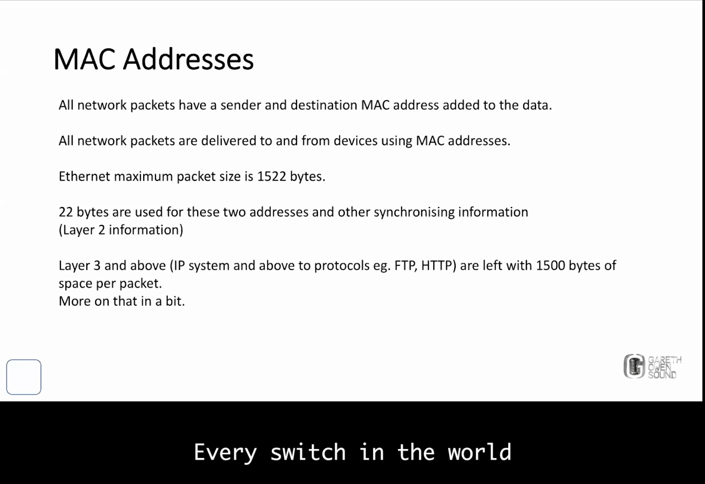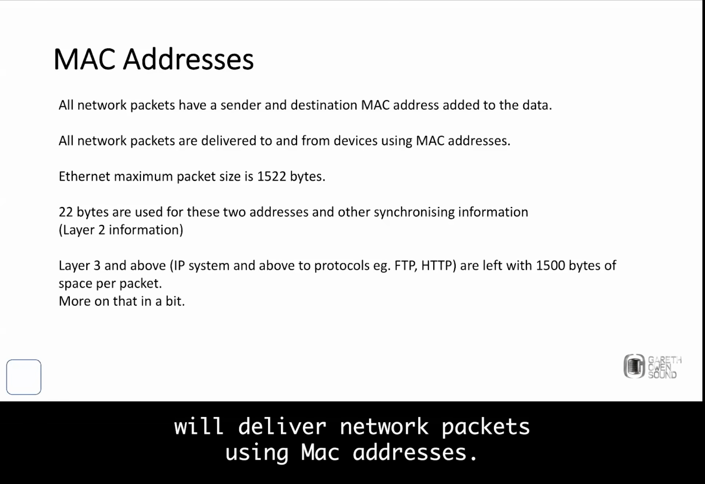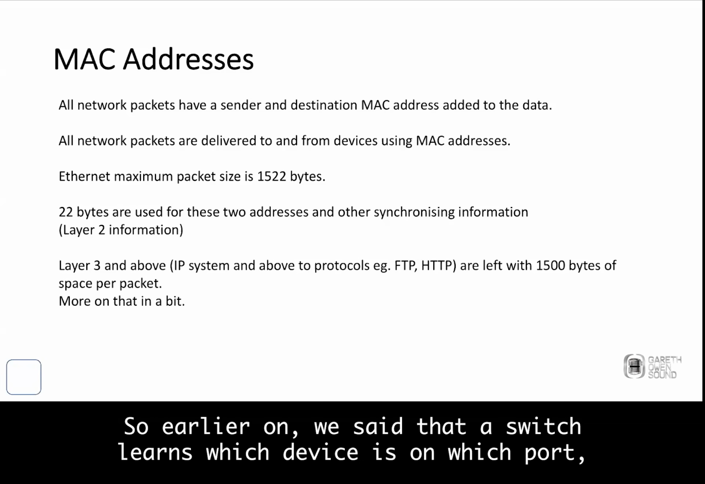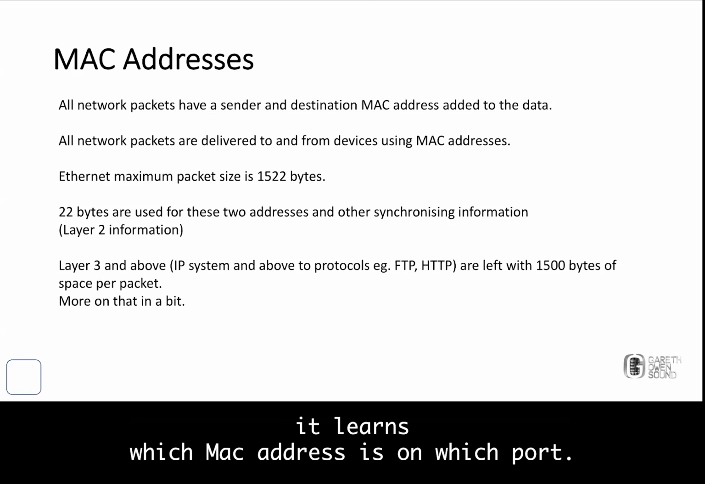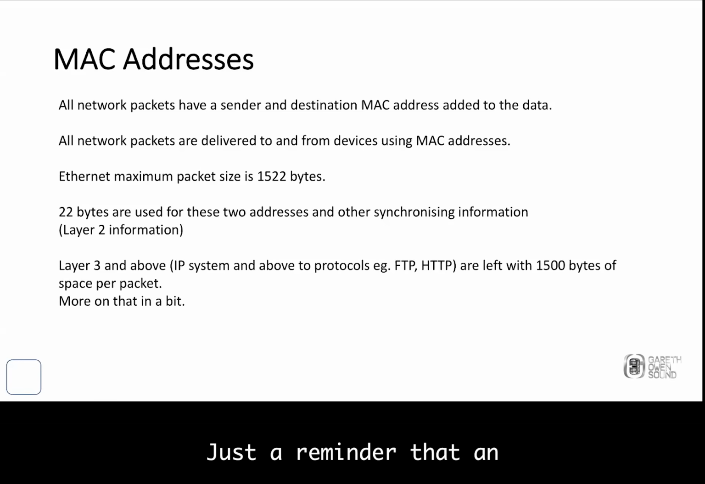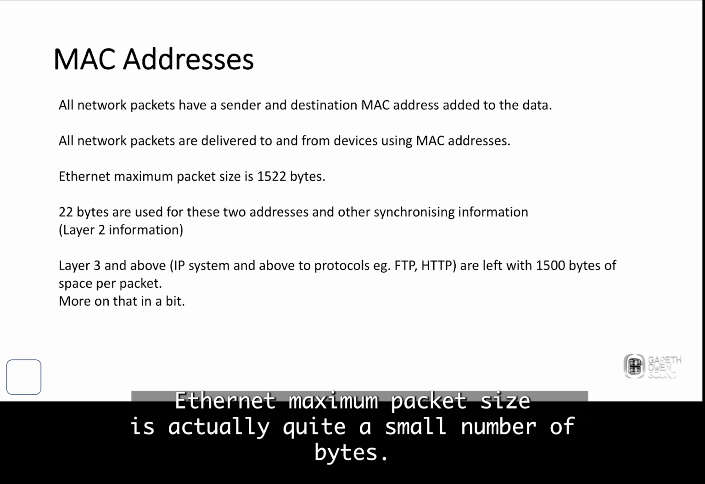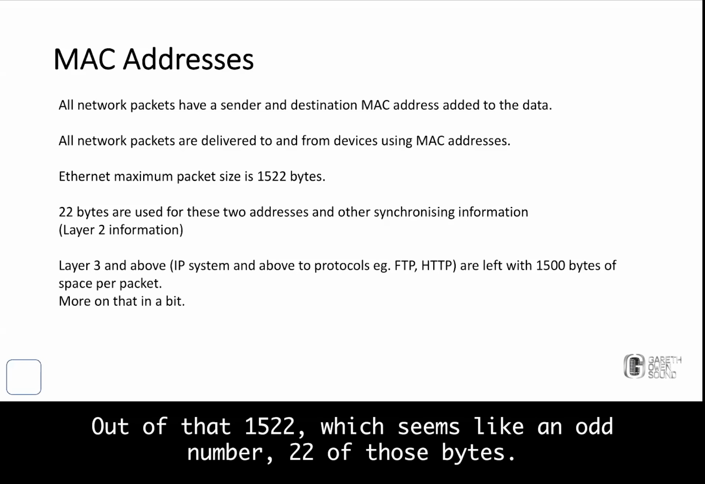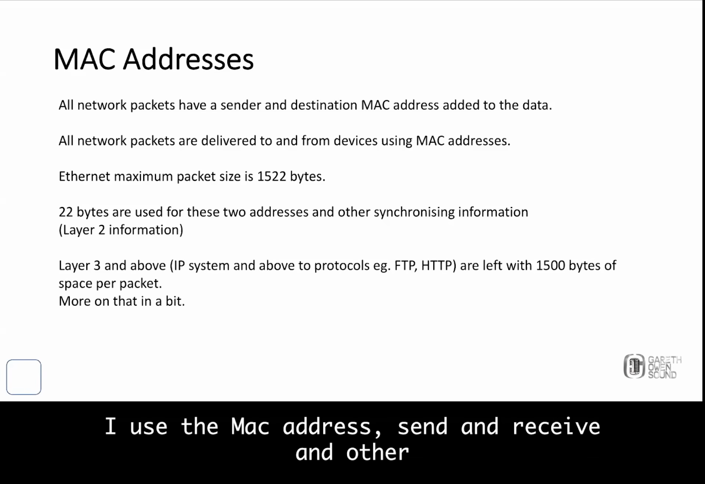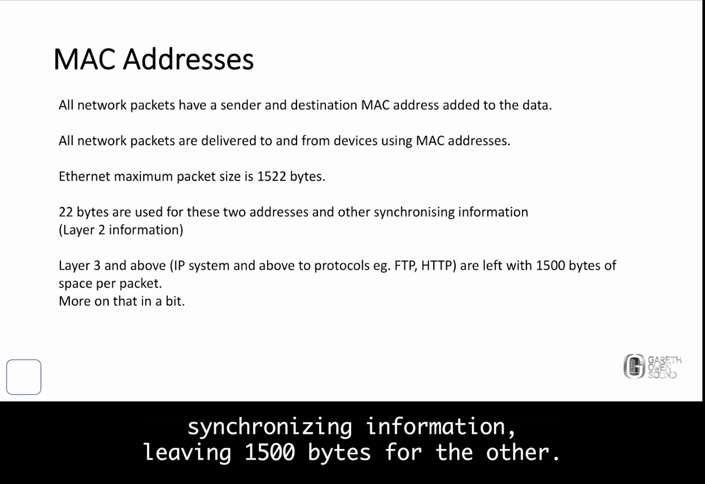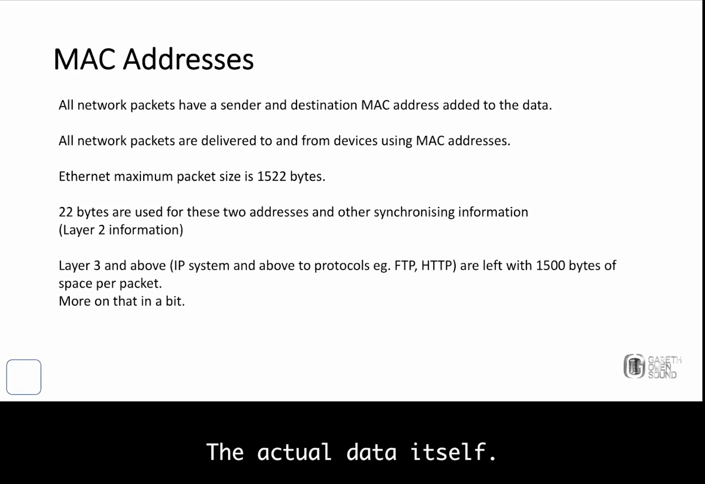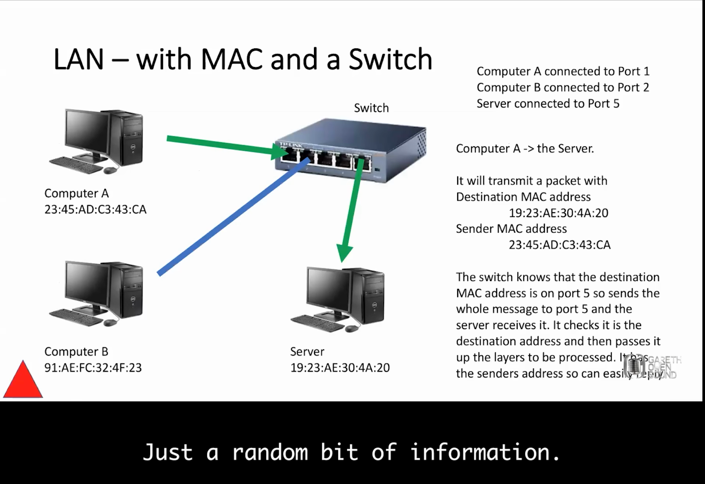Every switch in the world will deliver network packets using MAC addresses. Earlier on, we said that a switch learns which device is on which port. It learns which MAC address is on which port. Just a reminder that an Ethernet maximum packet size is actually quite a small number of bytes. Out of that 1522, which seems like an odd number, 22 of those bytes are used for MAC address, send and receive, and other synchronizing information, leaving 1500 bytes for the actual data itself. Just a random bit of information.